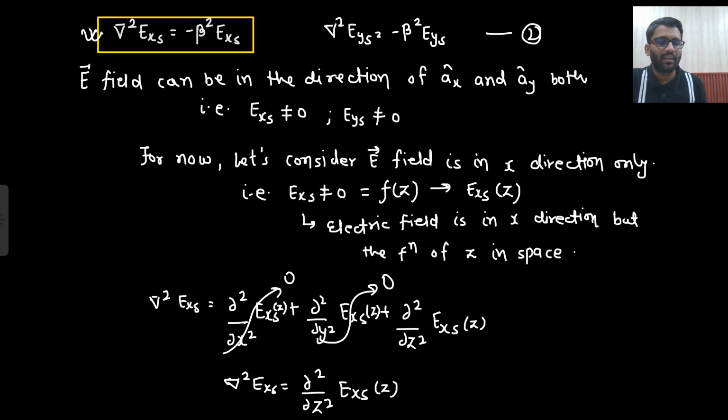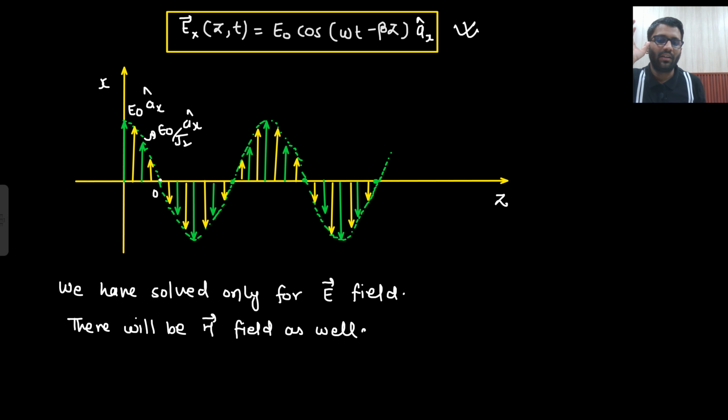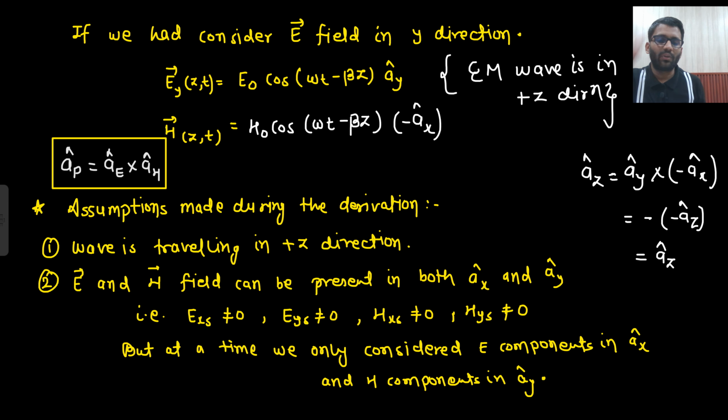I hope this derivation is clear. I hope every assumption is clear. And I hope all the expressions that we have got are also clear. And I hope this direction is also clear. The direction of propagation is in Z. This was in Y. So what should be the direction of magnetic field? That is minus Ax cap. Is that clear to you?